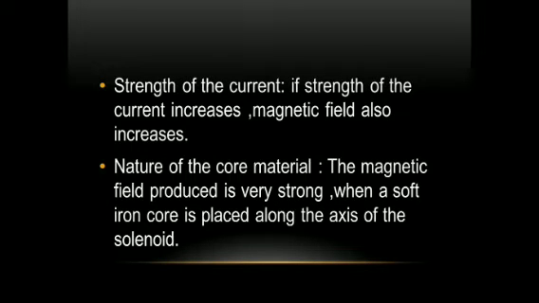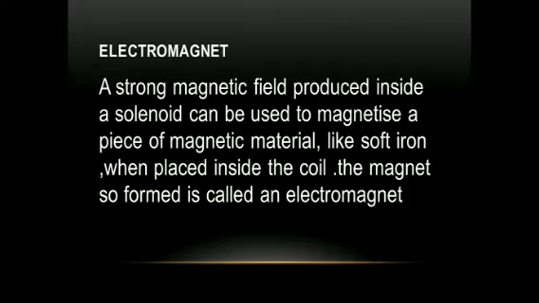Strength of the current. If the strength of the current increases, the magnetic field also increases. Nature of the core material. The magnetic field produced is very strong when a soft iron core is placed along the axis of the solenoid. Electromagnet. A strong magnetic field produced inside a solenoid can be used to magnetize a piece of magnetic material like soft iron when placed inside the coil. The magnet so formed is called an electromagnet.